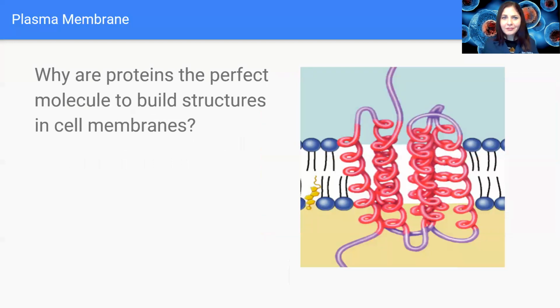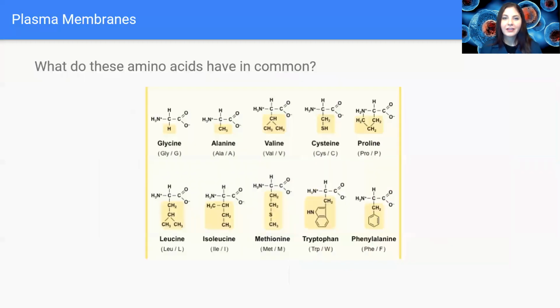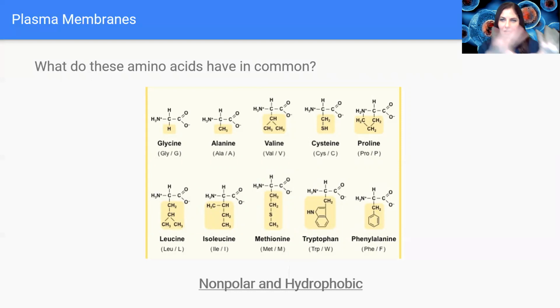So why are all of these proteins the perfect molecule to build structures in the cell membranes? Well, because they have different charges and different properties. Now, if you remember, if we're talking about monomers, proteins are composed of monomers called amino acids. And amino acids have their own properties. So looking at these amino acids, thinking about what they all have in common, all of these amino acids on the screen right here are actually non-polar, meaning that they are hydrophobic.